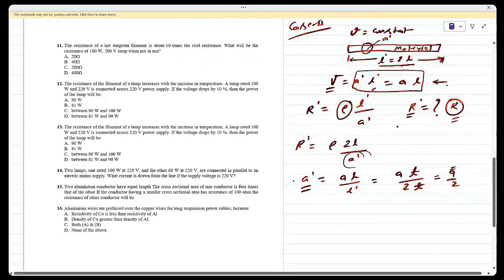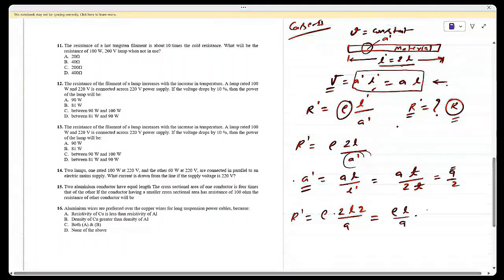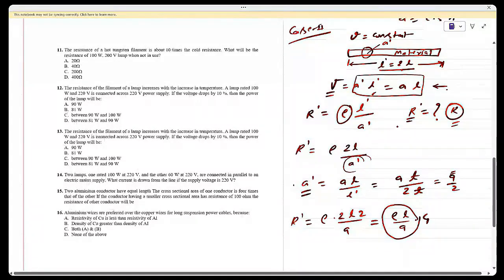Now you can put the value of this A dash in this equation. So it will be R dash is equal to rho into 2 times of L divided by A dash. A dash is what? A by 2. A by 2 means what? 2 will come in the numerator. Now you can write in this way, rho L upon A into 2 into 2, 4. Now this rho L upon A is what? This rho L upon A was the old resistance.